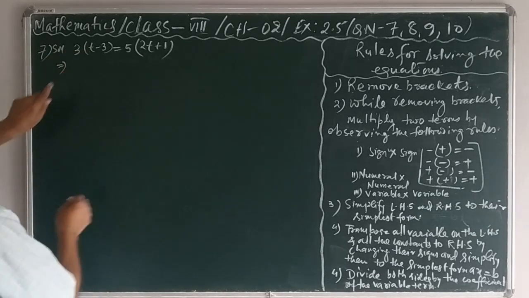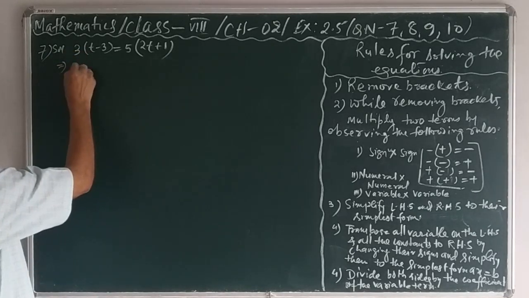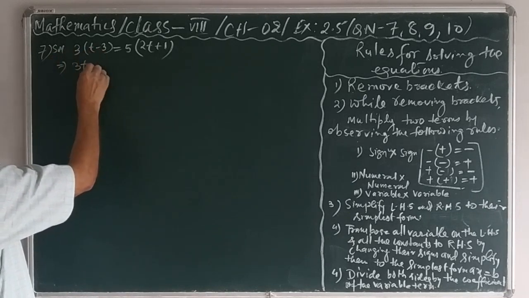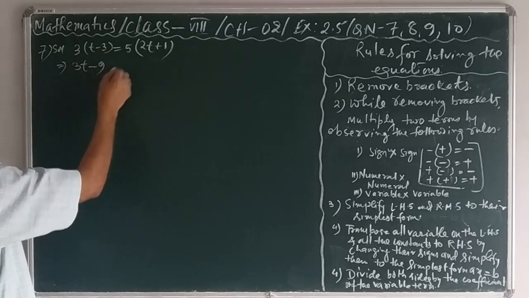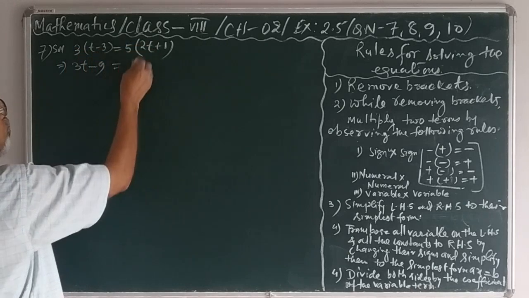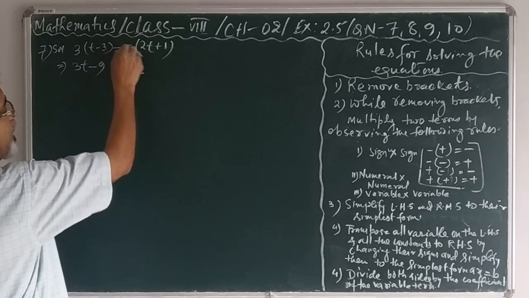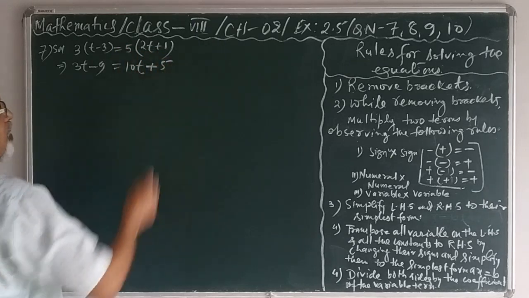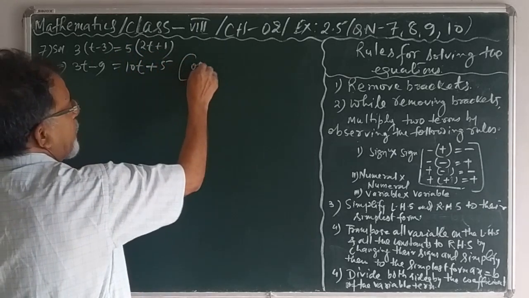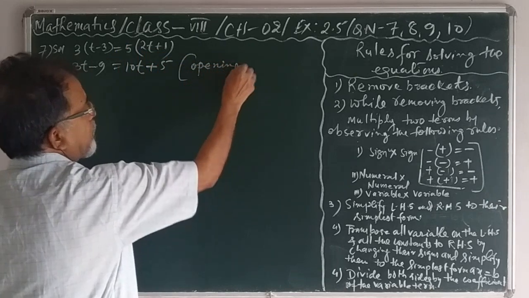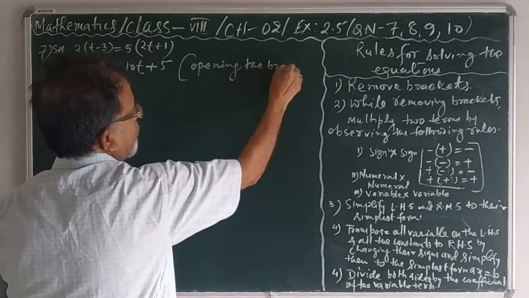Plus into plus is plus, 3 into 1, 3t. Plus into minus is minus, 3 into 3, 9. Then 5 plus into plus is plus, 5 into 2, 10t, plus into plus is plus, and this is 5. Here we will write after opening the brackets.